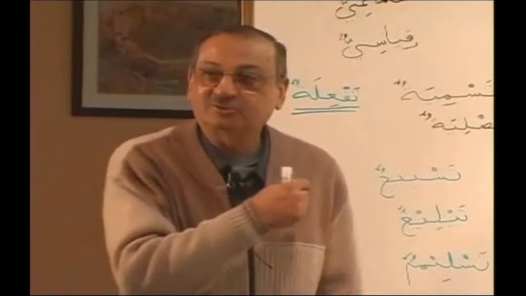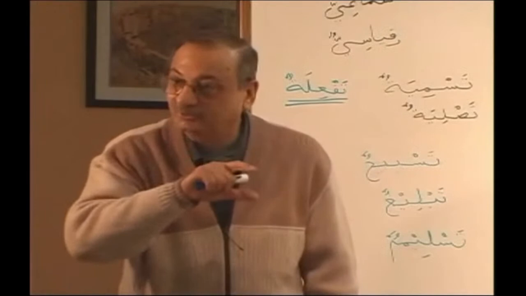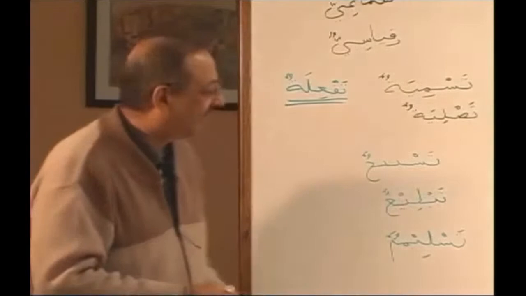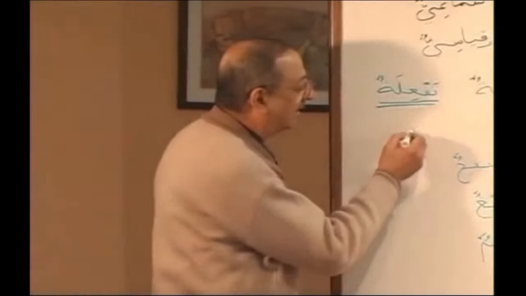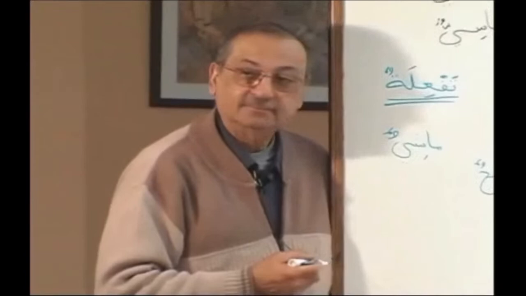Ism mankus. What is it? Mankus, remember? Nakasa, nakis, mankus. You know, ism maful, something that has been made weak, you know, fine. So, brother, here I start with ma, shi, yun. Are you with me, brothers and sisters? Ma, shi, yun. Okay? Now, it is mashaya.